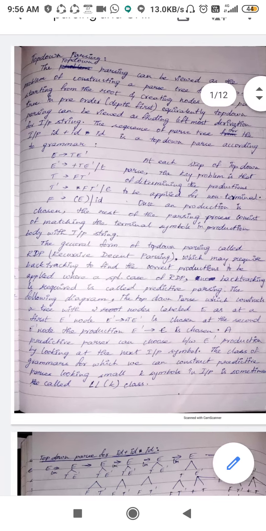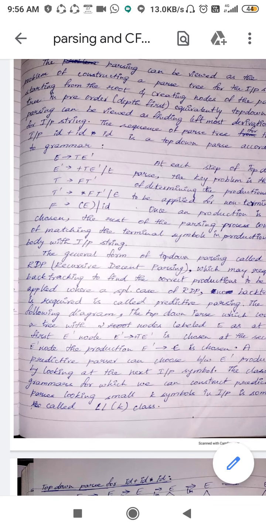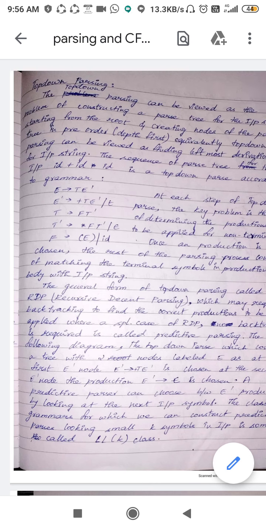So top down parsing and bottom up parsing are very easy questions, and easy to answer. This is going to be the easiest one to answer. So kindly concentrate on these two important questions. Okay, so top down parsing and bottom up parsing, it's very simple.